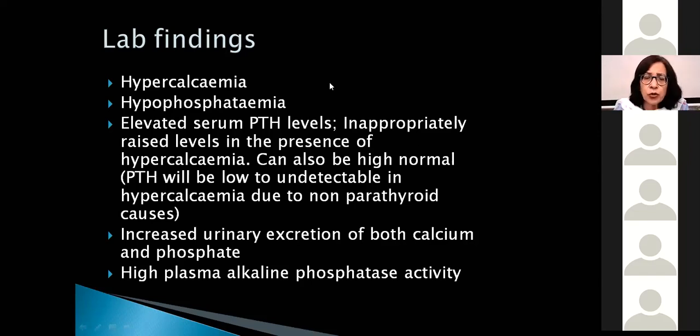There is increased urinary excretion of both calcium and phosphate. We discussed before that PTH causes retention of calcium, causing hypercalcemia, and then because of the hypercalcemia, with a lot of calcium in the body, it starts excreting calcium also. So there is increased urinary excretion of calcium and phosphate, but the blood calcium is still high. Then there is high plasma alkaline phosphatase activity. We did discuss this.